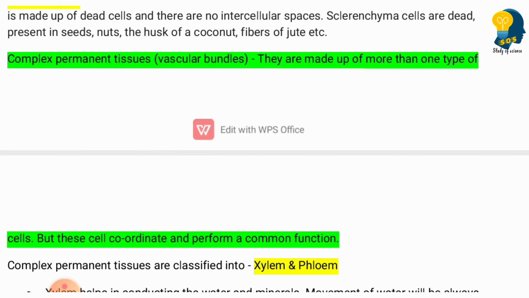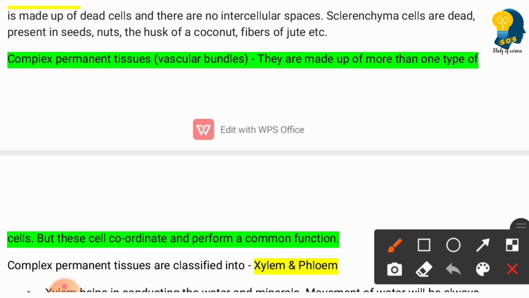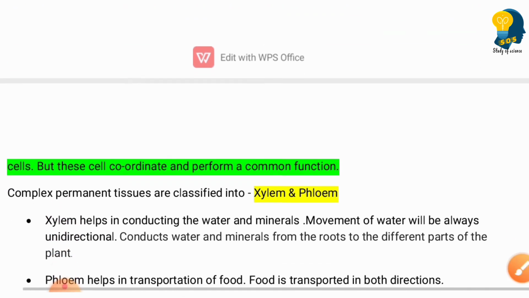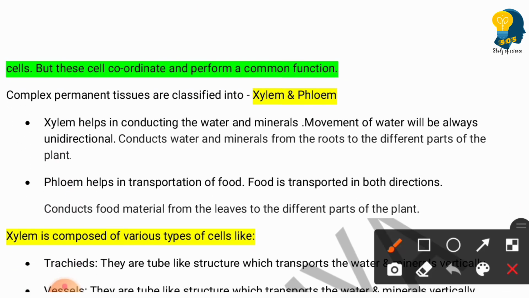Clear? So now let us talk about the second type of permanent tissues, that is the complex permanent tissues. Complex permanent tissues are called vascular bundles. They are made up of more than one type of cells, and these cells coordinate to perform one common function. Now these complex permanent tissues are further classified into two types, that is the xylem and the phloem.